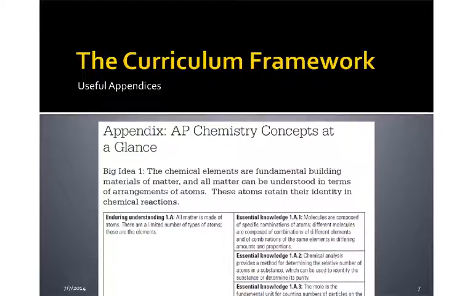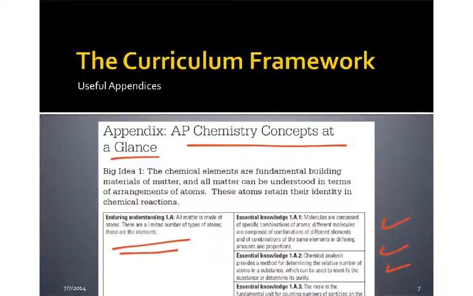But at the end of the section where it goes through the 6 big ideas, there's an appendix, which I find really useful, and it's the AP concepts at a glance. You can see it has each enduring understanding and then all the essential knowledge that goes with each of those enduring understandings. Big idea 1, for example, takes maybe 2 pages to list all the enduring understandings and essential knowledge, and some of the big ideas only take 1 page.